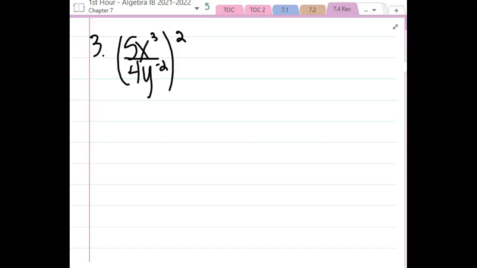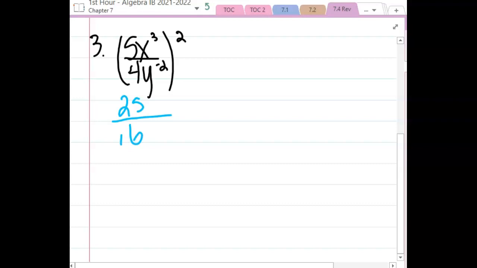Don't forget about the numbers. You're going to take 5 squared, which is 25. You're going to take 4 squared, which is 16. Now, when you square the variables, x cubed squared, this is the rule where you multiply your exponents. 3 times 2 would give me x to the 6th. And in the denominator, -2 times 2 would give me y to the -4.